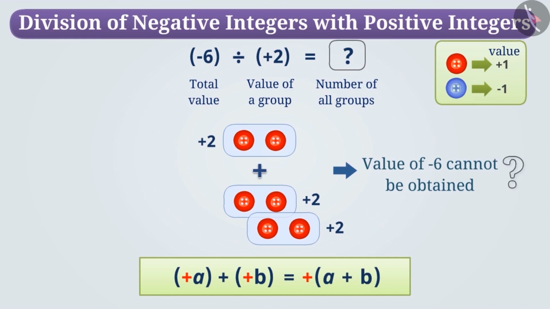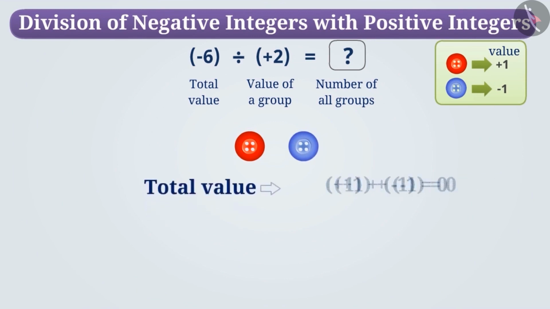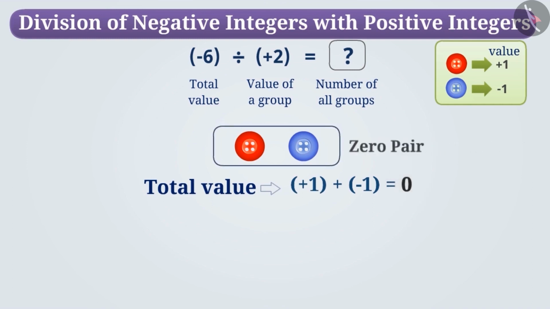So what shall we do now? Think well. Let me tell you. If we take a red button and a blue button, then the total value will be +1 plus -1 is equal to 0. Since the value of a pair of a red button and a blue button is 0, we call it a zero pair.